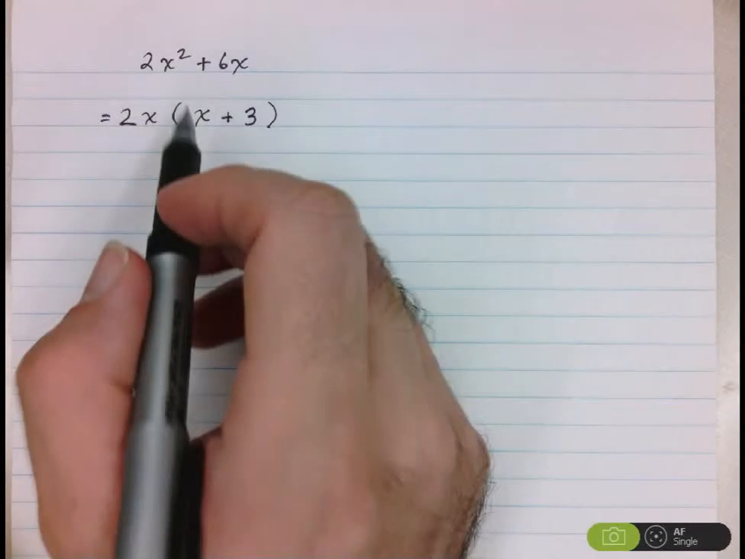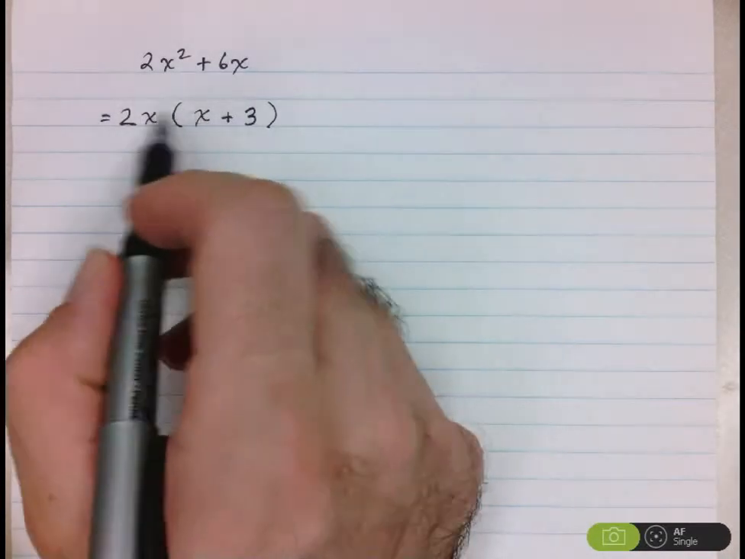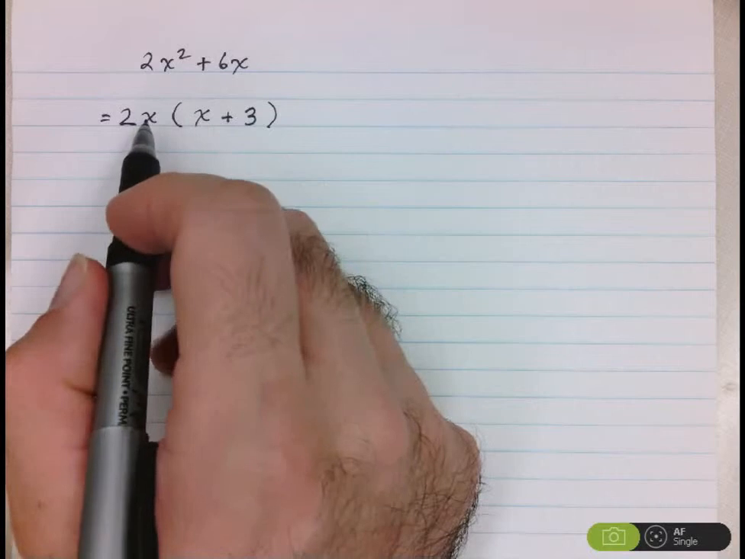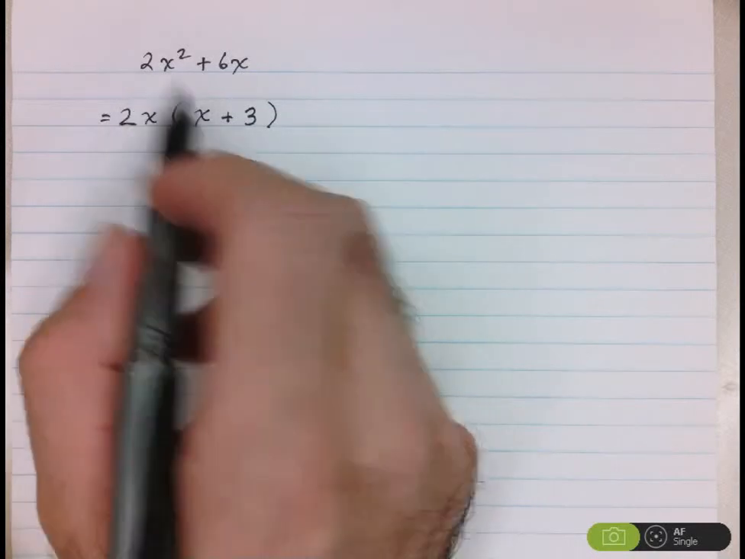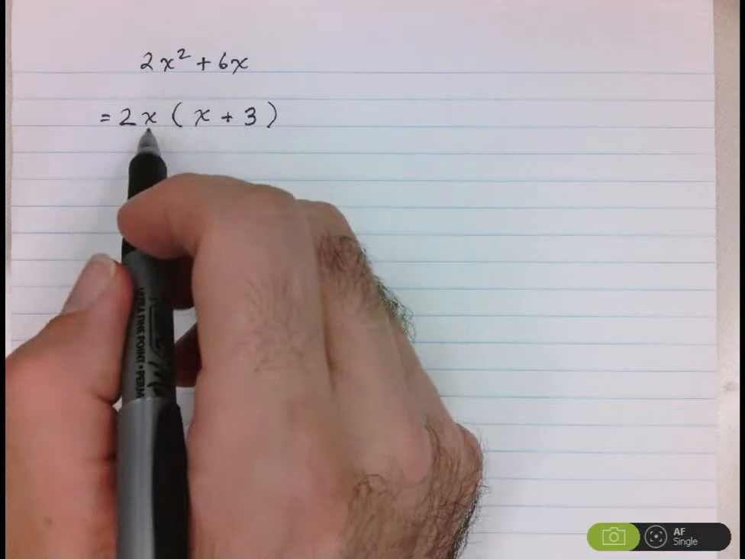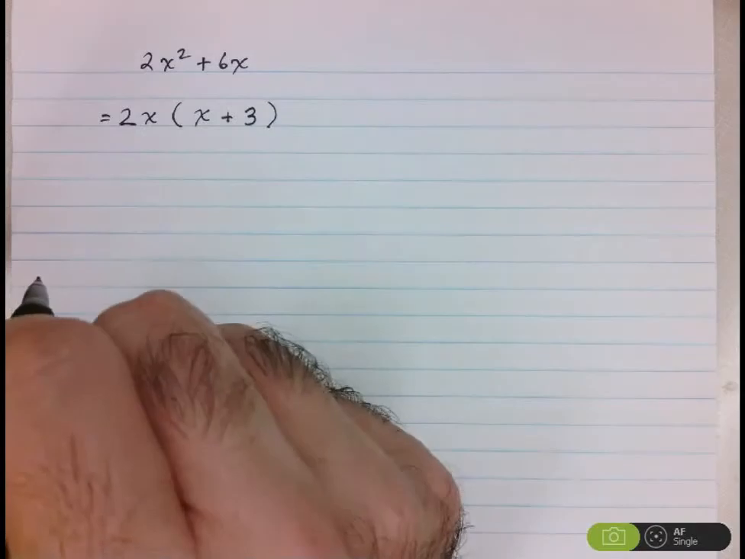So first of all, we see that it is written as the product of two simpler expressions. And let's just make sure it's actually equal. Let's re-expand. So 2x times x, 2x squared, 2x times 3, plus 6x. So that works.